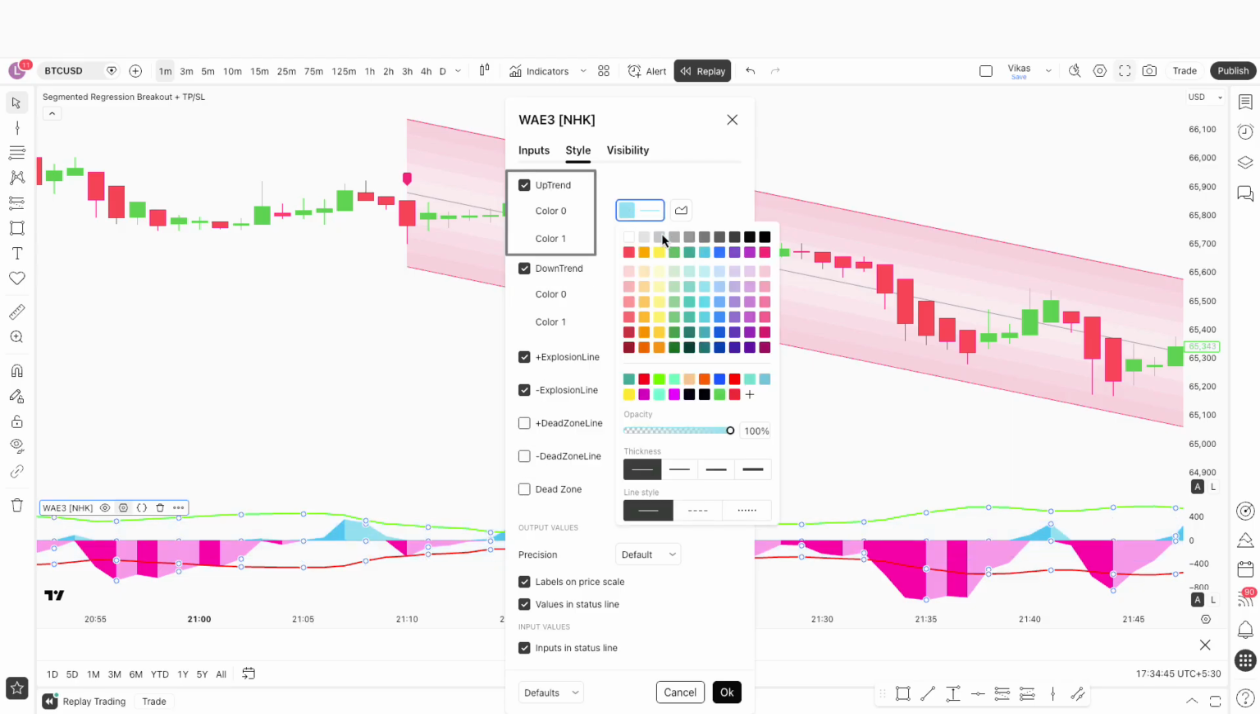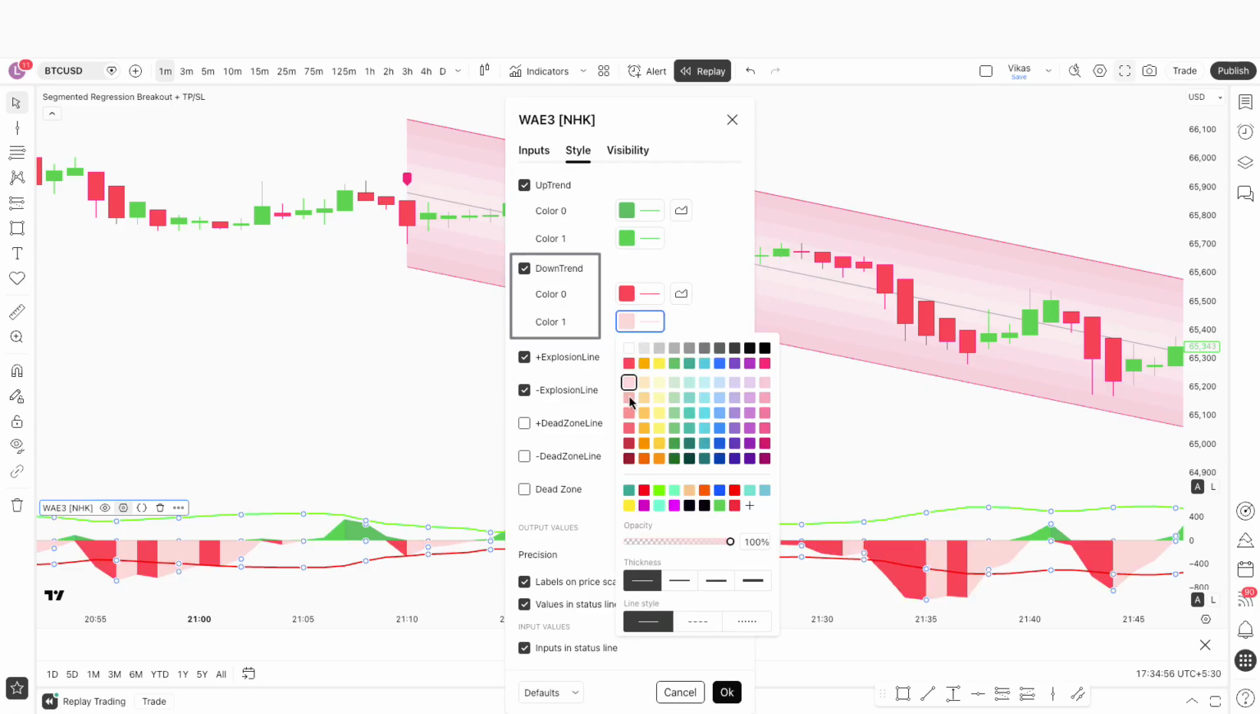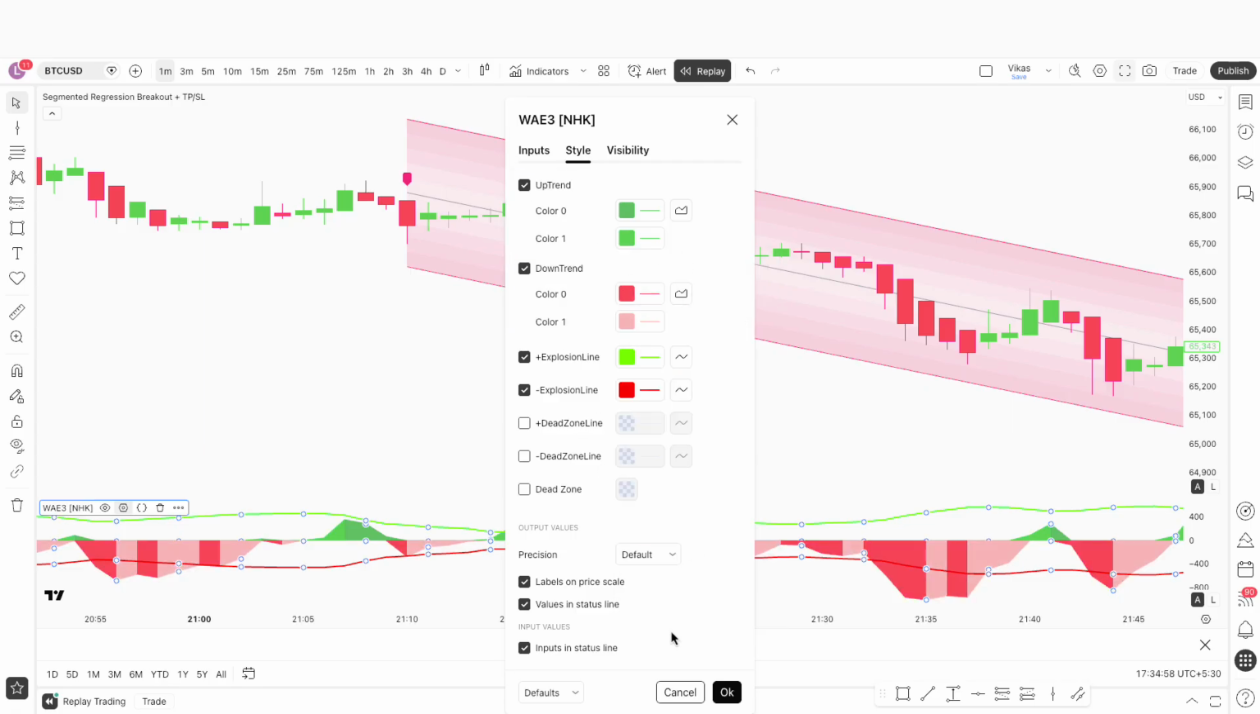After that, change uptrend colors 0 and 1. After that, change downtrend colors 0 and 1. And here everything is fine after that.